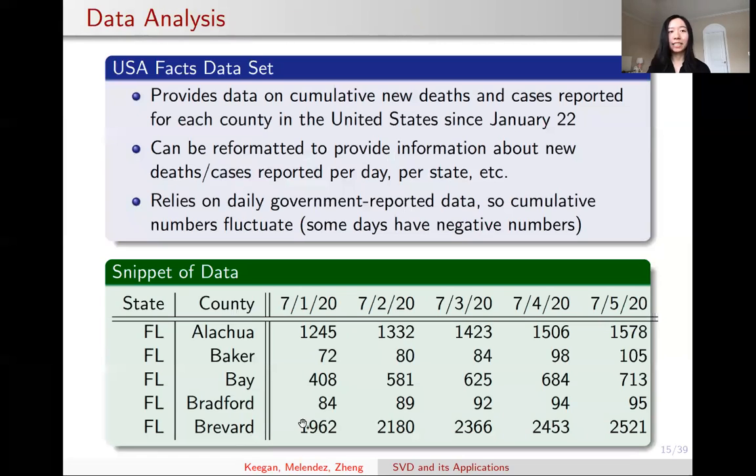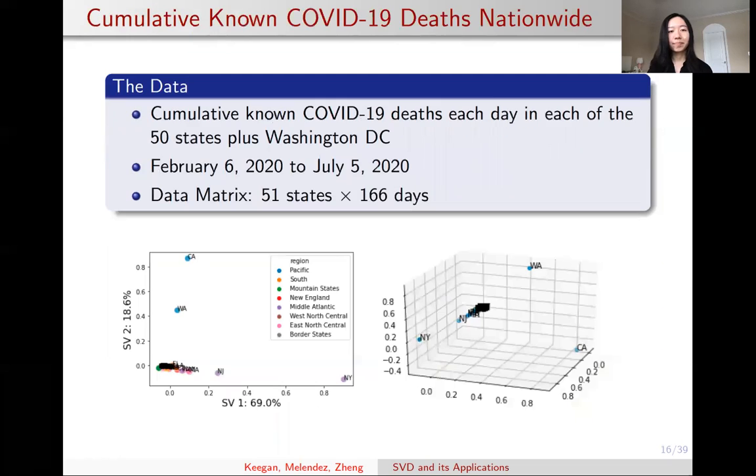Another application we did is onto data analysis. So we apply singular value decomposition onto the COVID-19 dataset provided by USA Facts. Here's how our data matrix is going to look. Each row is an observation, being a county or a state, and each column is a date, with the number being the cumulative or new death cases or case numbers.